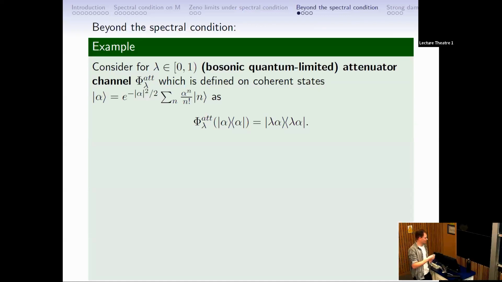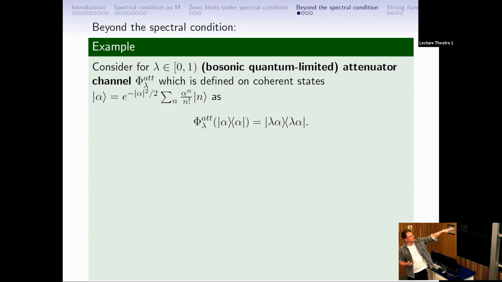Now let's do something completely different. Everything up until now was under the spectral condition, and you can say this might be very strong. What examples do you have? The depolarizing channel, and then more realistic physical things. Does the spectral condition also hold there? You can look at the beam splitter, the bosonic attenuator channel, and you realize no. The spectral condition does not hold if you take M to be this attenuator channel.